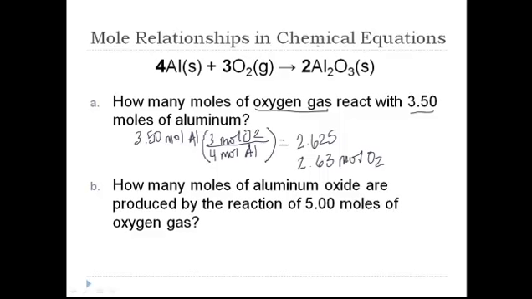How many moles of aluminum oxide, so that's this guy, I'm going to write a question mark, are produced by the reaction of 5 moles of oxygen gas? So I'm going to write down what I'm given. 5 moles of oxygen gas. Make a big fraction. What I don't want anymore goes on the bottom, so oxygen has a coefficient of 3. What I do want at the end, aluminum oxide, that coefficient goes on the top.